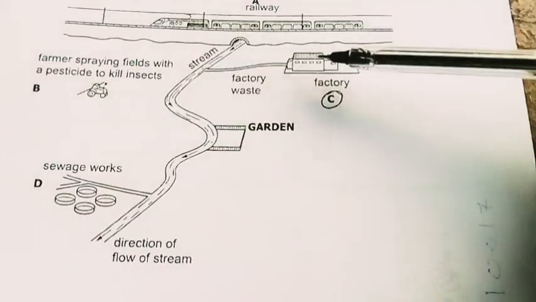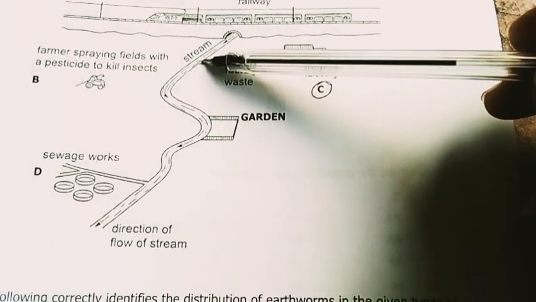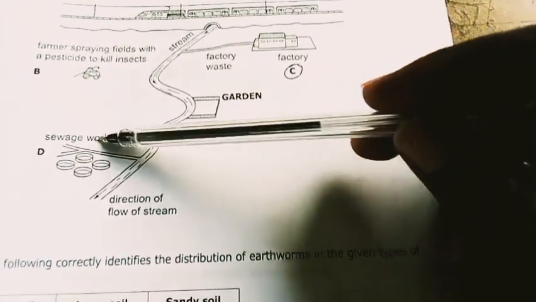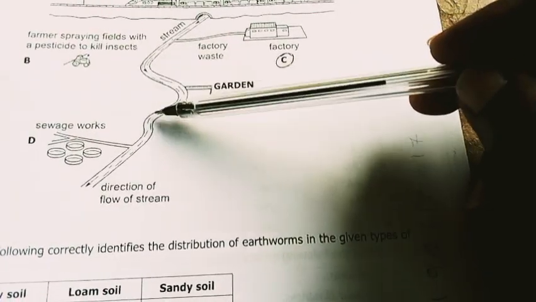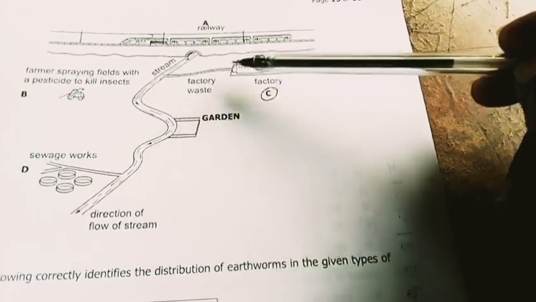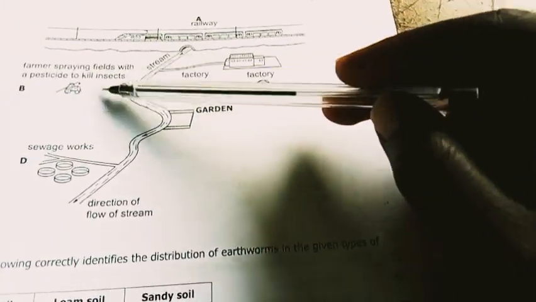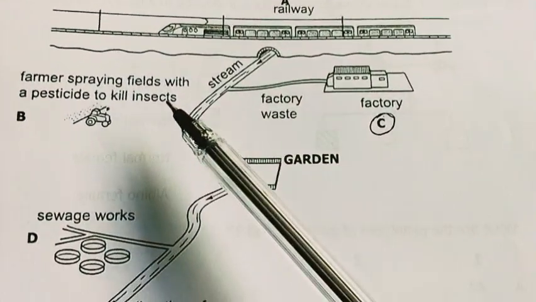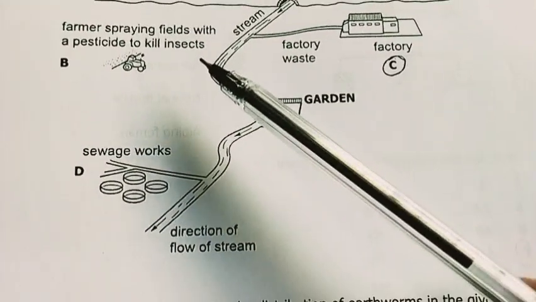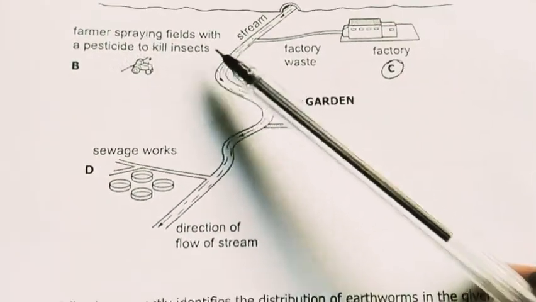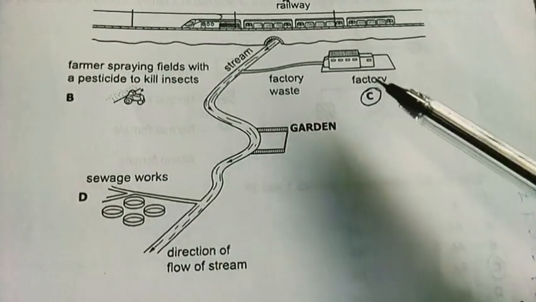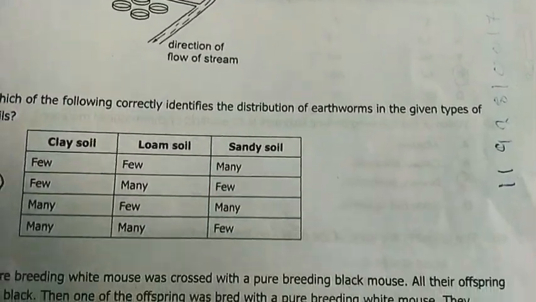My answer was C. This factory has a way of discharging its contents into the river. The garden is here. We could have said sewer works or something here, but look at the flow of the water. This sewer outlet is after the garden. So the only thing that could have affected this garden is either this or that. But again, farmers spraying fields with pesticides to kill insects, there is no shown indication that the pesticides had a way of flowing into the river. So my answer was C, which would be effluent or discharge from the factory, is our main suspect there.